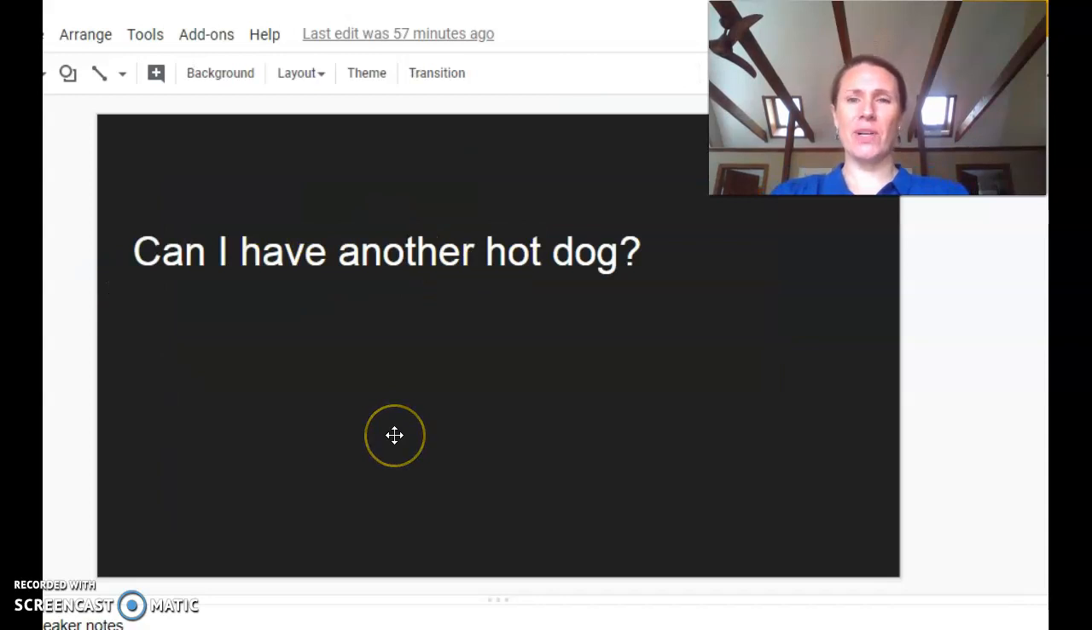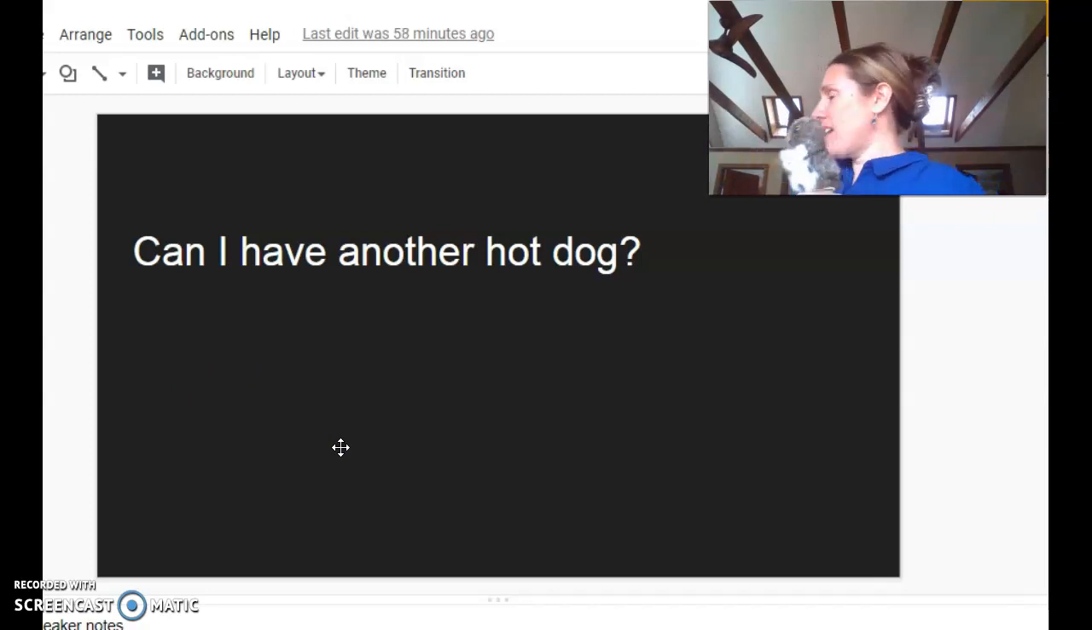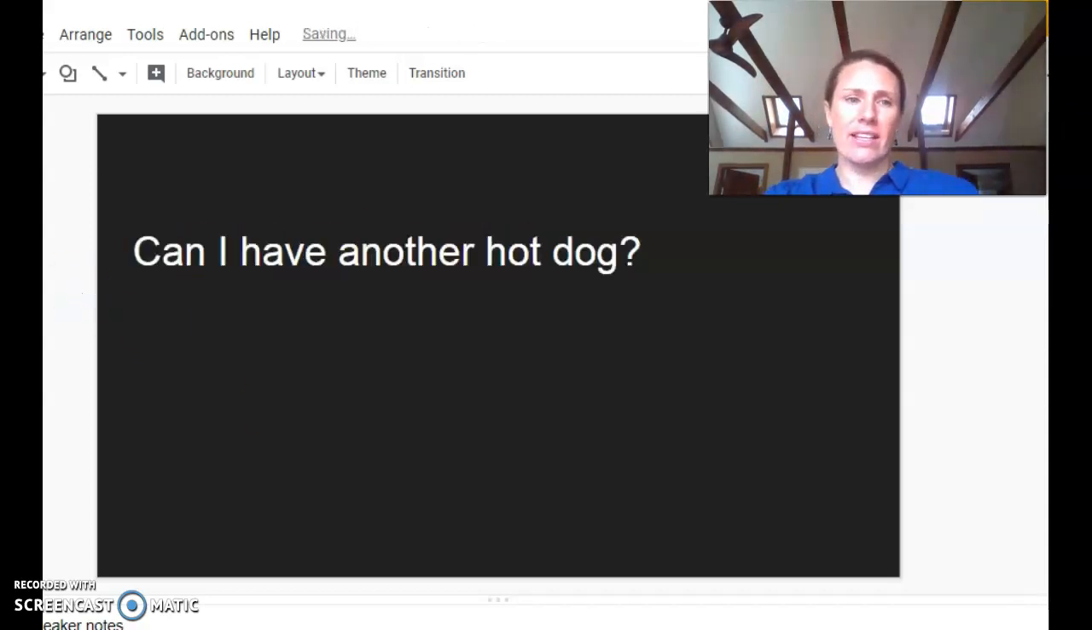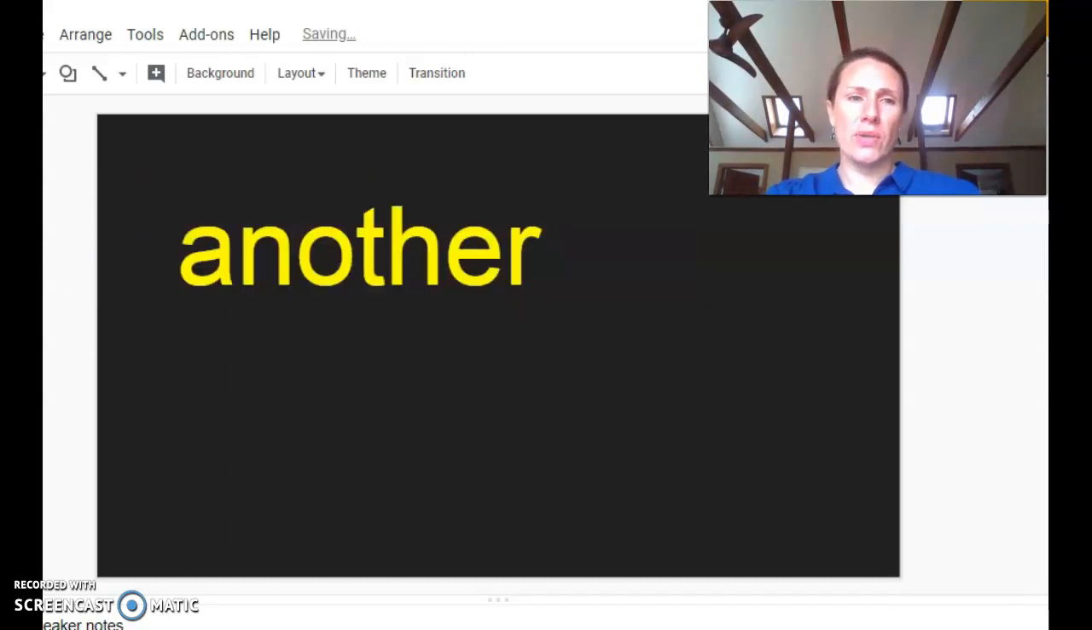Who can find the word another in our sentence? Yeah, put a little air circle around it. Can I have another hot dog? Okay, let's skywrite another. A-N-O-T-H-E-R. Another. And our last activity today is to read all of the trick words so far.